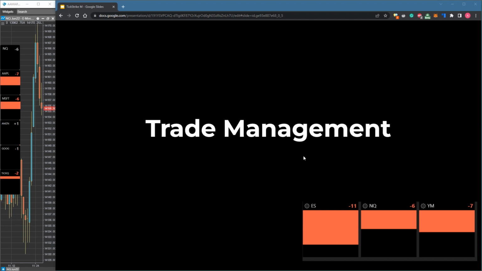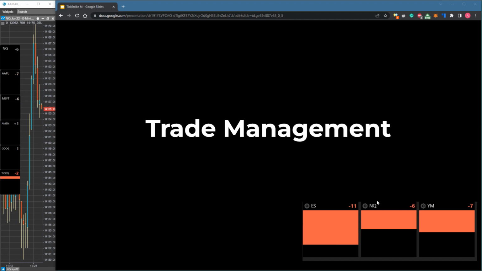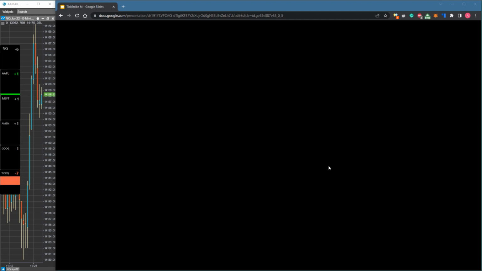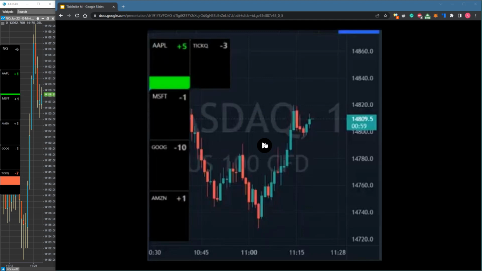Okay, brilliant. So trade management. Trade management is one of the key ways. You want things to line up. You want to be red across the board. You've got it there. It's nice and simple. Hold on to it. That's one of the best ways to use TickStrike. Momentum, pretty straightforward. You're looking for strength.